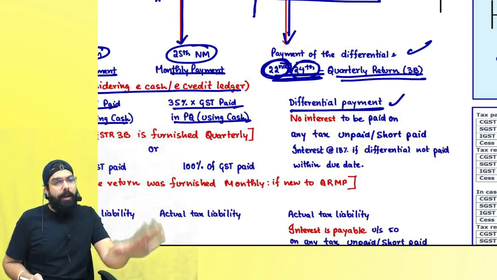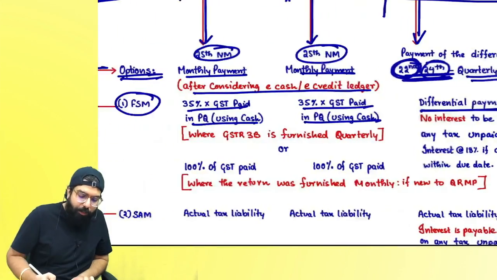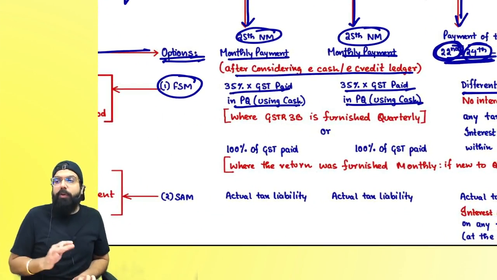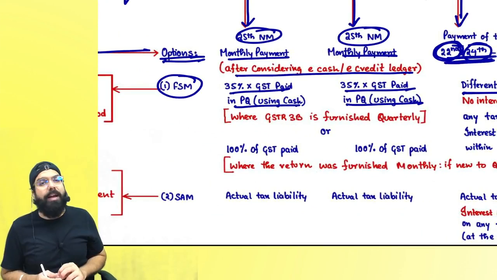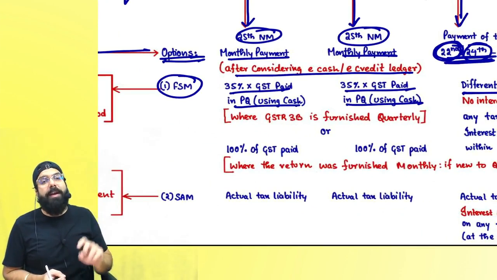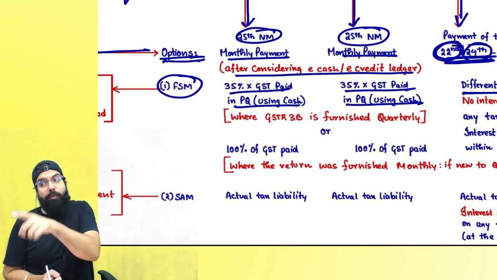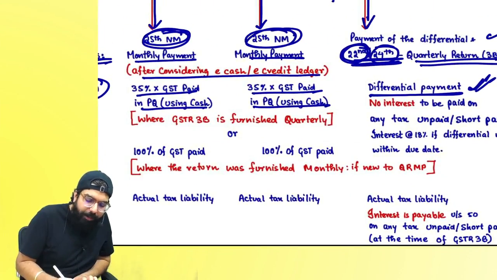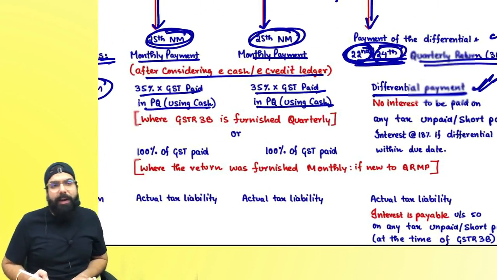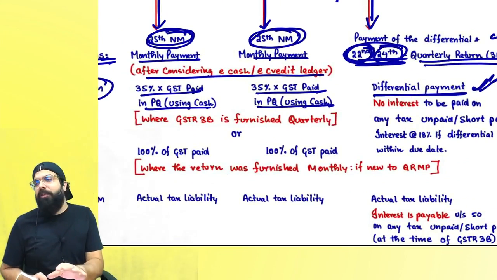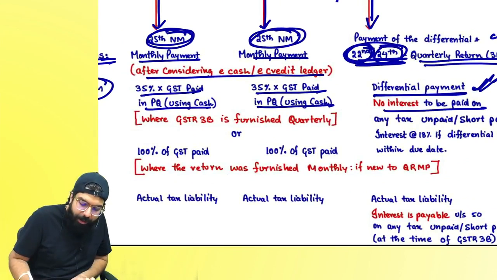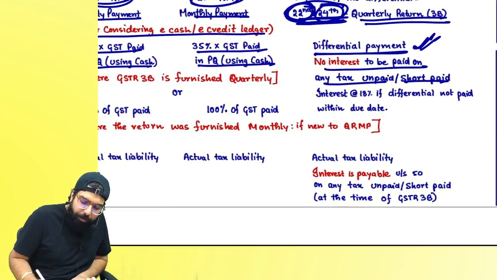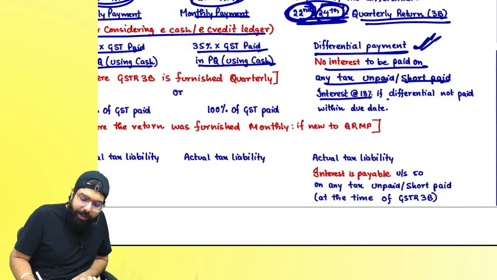Always remember, when you are following this 35% scheme, you don't have to pay any interest at the time of filing your GSTR 3B, except if you have not made the payments on the due dates, right, everyone? If you don't make the payment on due date, then you will have to pay interest. Otherwise, even if there is any shortfall, no interest shall be payable. Any tax unpaid or short paid attracts interest at the rate of 18% if the differential is not paid within the due date.